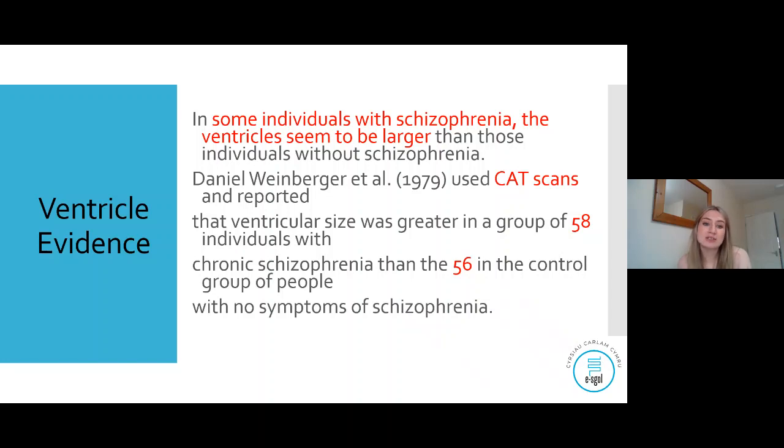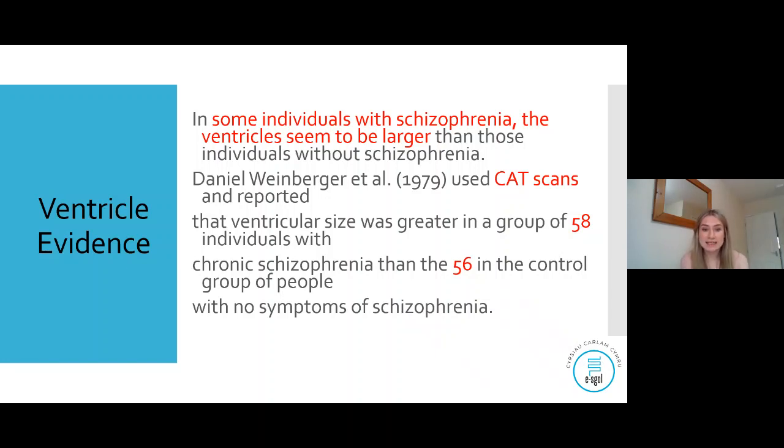And then you've got Daniel Weinberger, and he used a CAT scan, and he reported that ventricular size was greater in a group of 58 individuals with chronic schizophrenia. So some things to note there. You have got a CAT scan, which we know is a really scientific method of scanning and looking at structures of brains. So that's a really good piece of evidence already.